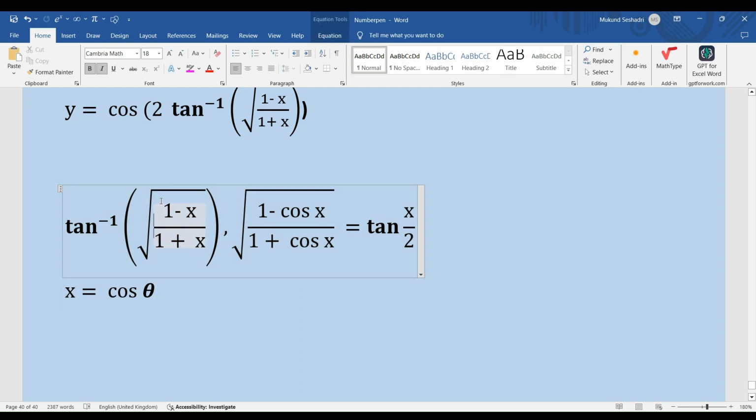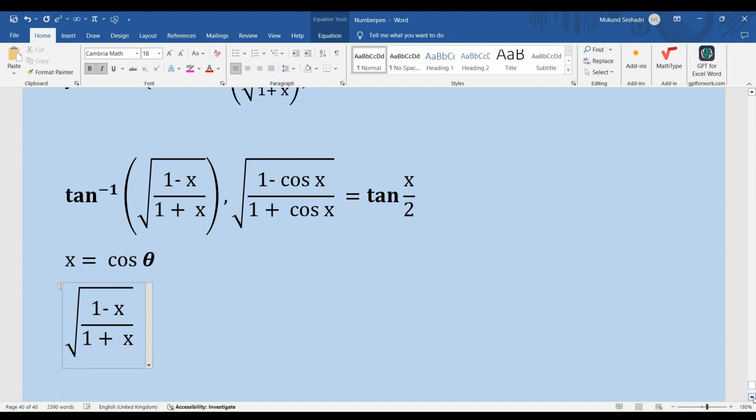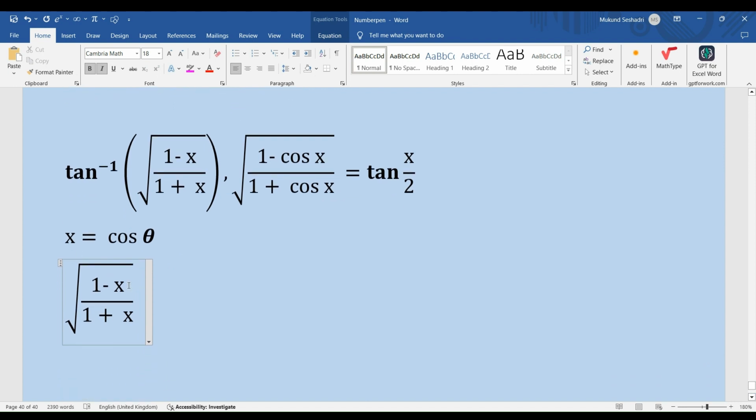And when I have this expression (1 minus x) divided by (1 plus x), right, I'm just going to rewrite this particular expression here in a slightly different manner. So I have this square root term, and I know that a term inside the square root cannot go negative, right? So which means I have 1 minus x, the whole divided by 1 plus x, right?